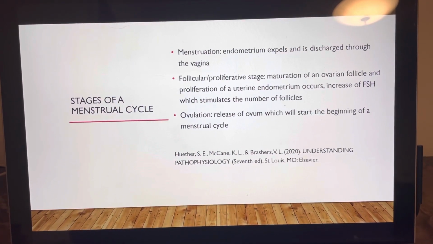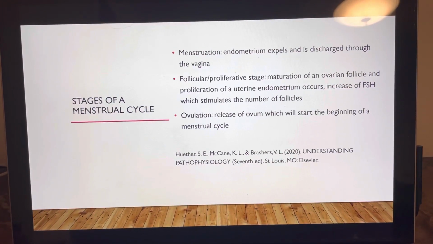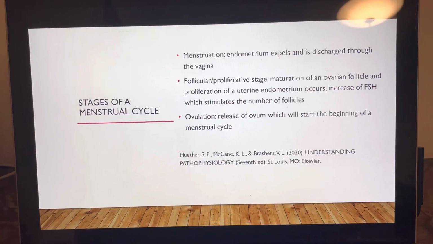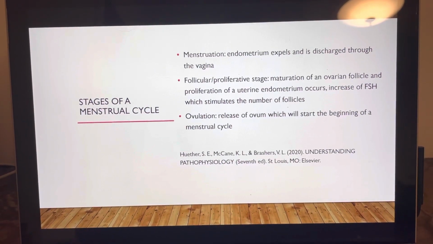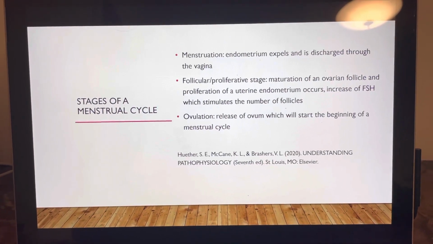There is an increase of a hormone, FSH, which stimulates the number of follicles, and ovulation, which is the release of ovum, which will start the beginning of a menstrual cycle.